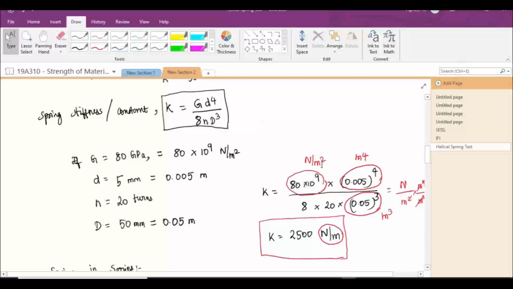Now the unit for G is Newton per meter square, as we see here, and the small d value is converted to meters, and it is to the power 4, so meter to the power 4, and the denominator 8 doesn't have any unit. N is number of turns. Number of turns doesn't have any units, since turns is not an SI unit. And capital D, so D power cube, so it is 0.05 meter cube, which has a unit of meter cube. So if I cancel out the units, the final unit is going to be Newton per meter. So stiffness is Newton per meter.